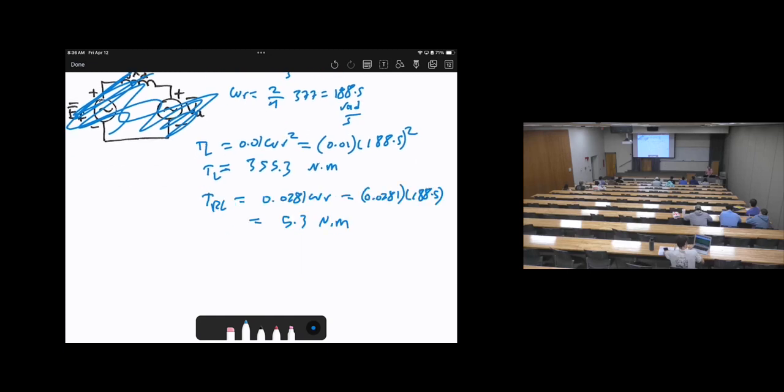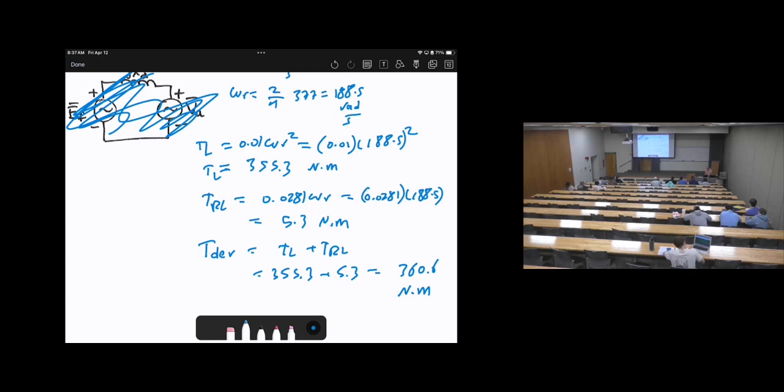Now, how about the total torque, which is the developed torque? T dev equals T load plus torque of rotational losses. Then it will be 355.3 plus 5.3, which is 360.6 Newton meters. Now, the first unknown is done, which is calculating all of the torques.